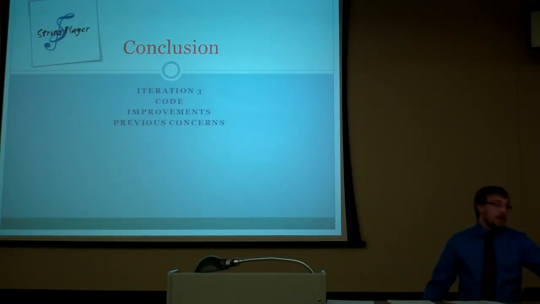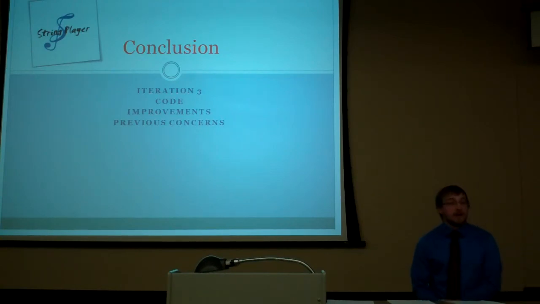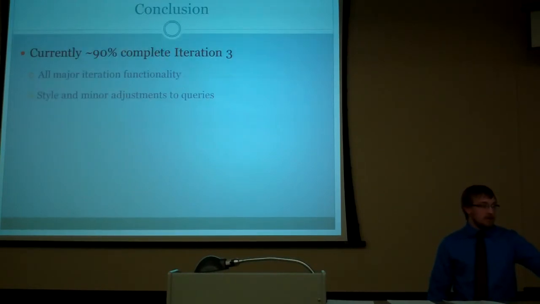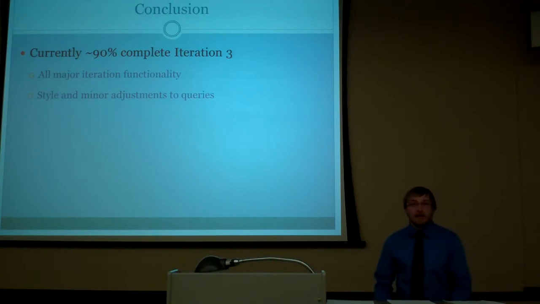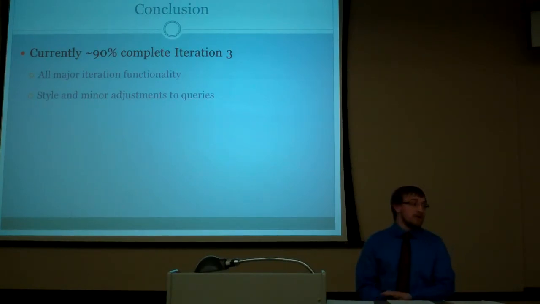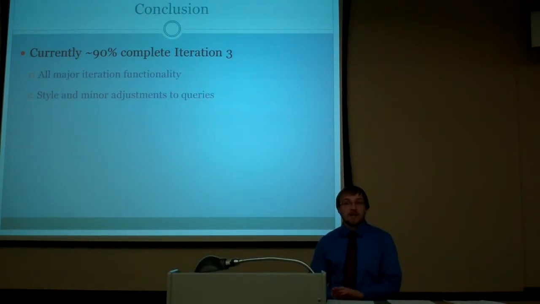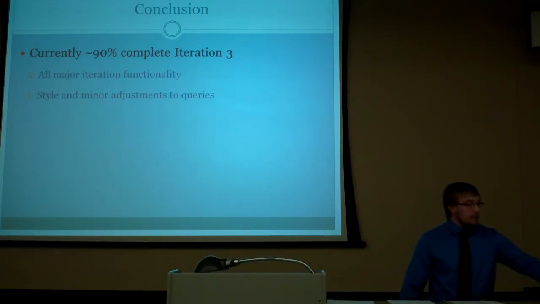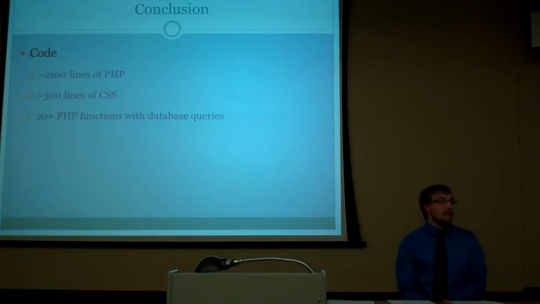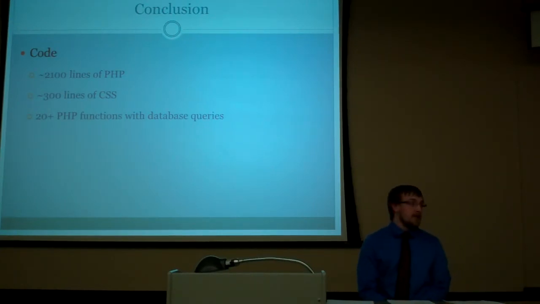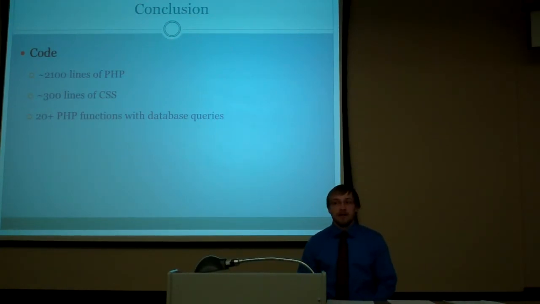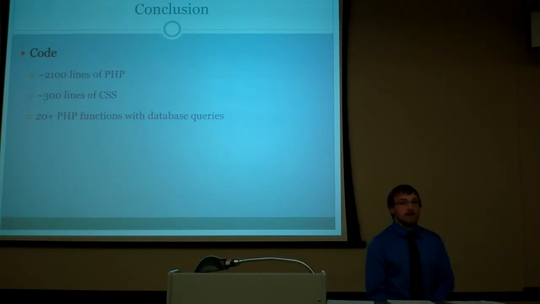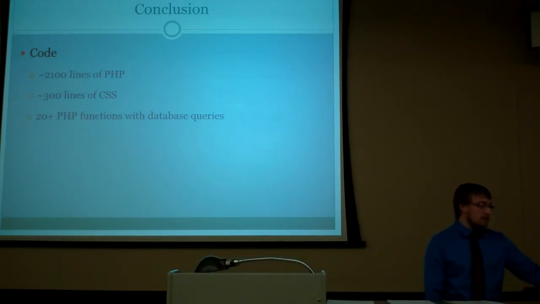Talk about iteration 3, our code, some improvements that we need to make, and some previous concerns from the last presentation. We're about 90% complete, so all the functionality is done. We just need some styling changes and adjustments to queries. And then our code, we have about 2,100 lines of PHP, 300 lines of CSS, and at least 20 PHP functions with their separate database queries.